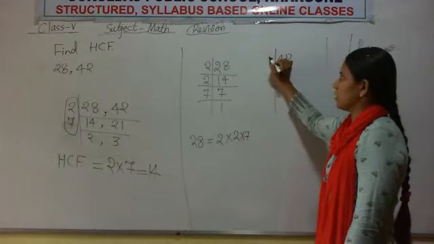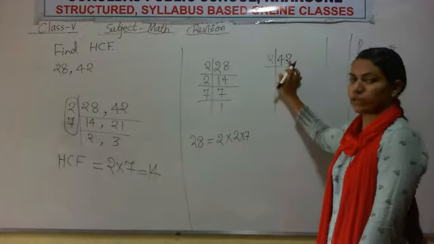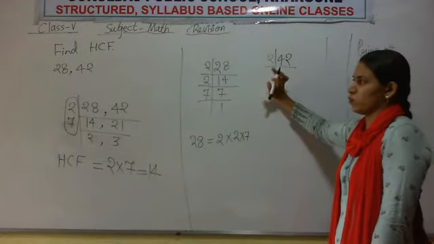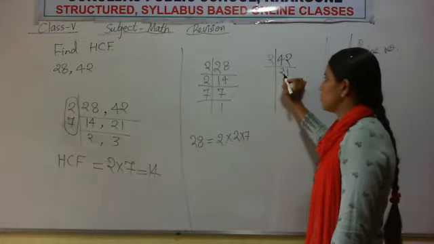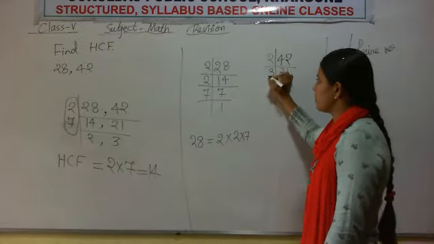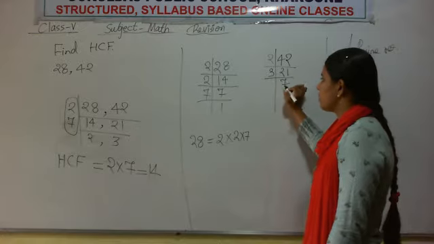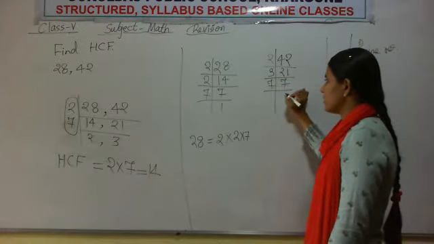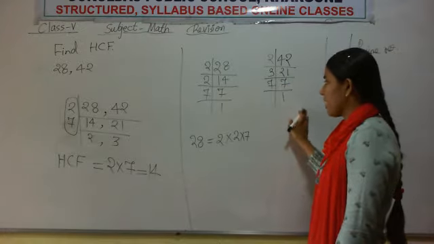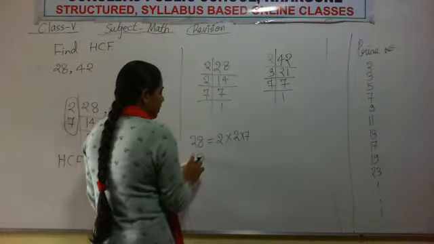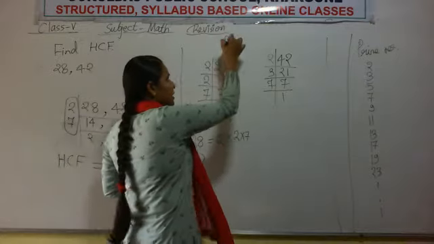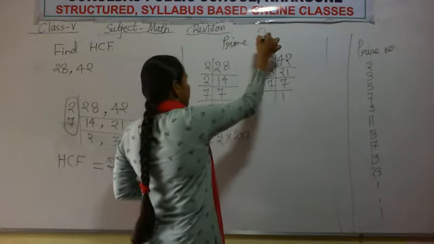Now let us divide 42. 42 is an even number, so I am dividing it by 2. 2 twos are 4, 2 ones are 2. Now 21 is divisible by 3. 3 sevens are 21. Now 7 is only divisible by 7 as it is prime. So this is called the prime factorization method.